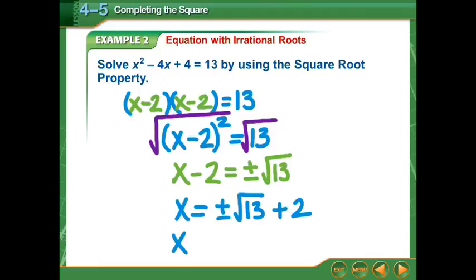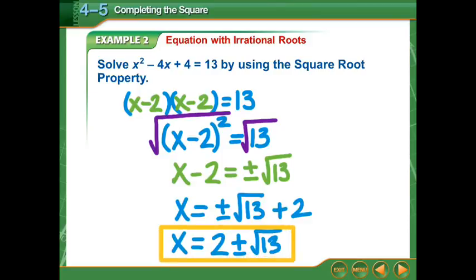So some people might write it this way and might say 2 plus or minus the square root of 13. So this would be the exact answer. You could type this in the calculator and find out approximately what those two answers are, but we like to leave them in exact form.